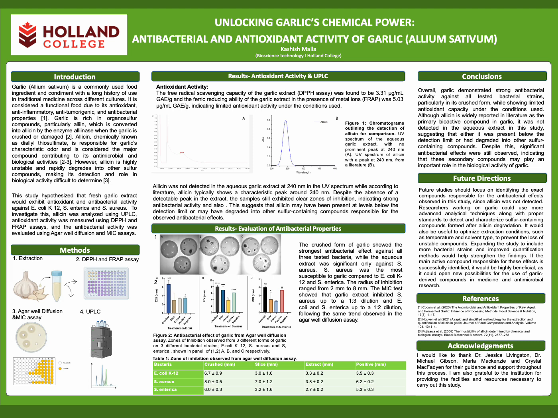S. aureus was the most susceptible to garlic compared to E. coli K12 and S. enterica. The MIC test showed that garlic extract inhibited S. aureus up to a 1:3 dilution and E. coli and S. enterica up to a 1:2 dilution, following the same trend observed in the agar-well diffusion assay. Overall, garlic demonstrated strong antibacterial activity against all tested bacterial strains, particularly in its crushed form, while showing limited antioxidant capacity under the conditions used.